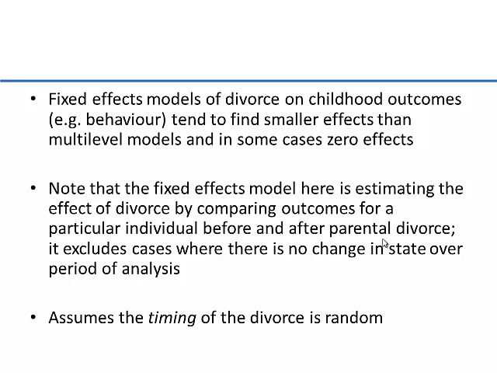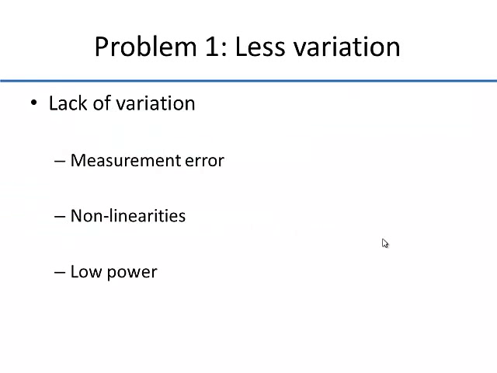Okay, and I've said in that second bullet that we exclude a lot of cases where there's no change in state. So I've touched on the problem with fixed effects models. Just to explain them in a bit more detail, because we get rid of so much variation in our data in fixed effects models, what we're left with is also often quite a small amount of data, okay?